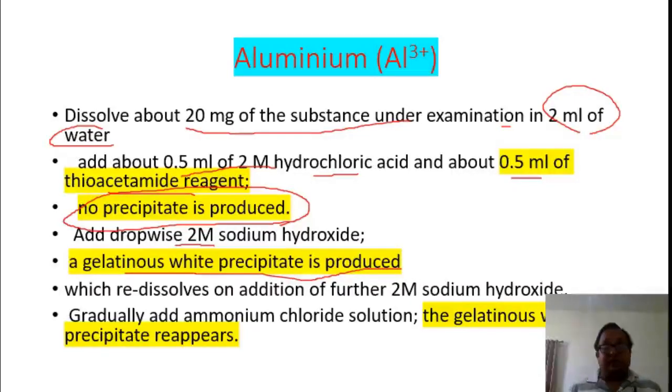Now, this precipitate redissolves on addition of excess 2 molar sodium hydroxide, and if we then add ammonium chloride solution, the gelatinous precipitate reappears. In the next slide, we will see the reactions that are involved in this test.